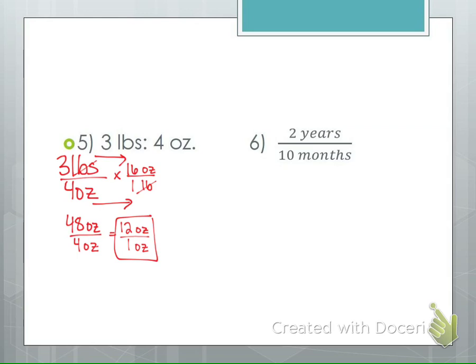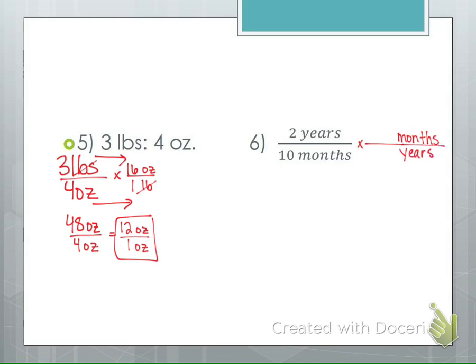Questions on 5? All right, on number 6, we've got 2 years to 10 months. We want to keep which unit? Months. We want to keep the months because they're smaller. So we have to multiply by a conversion factor. What unit is going on top? Months, and on bottom? Years.